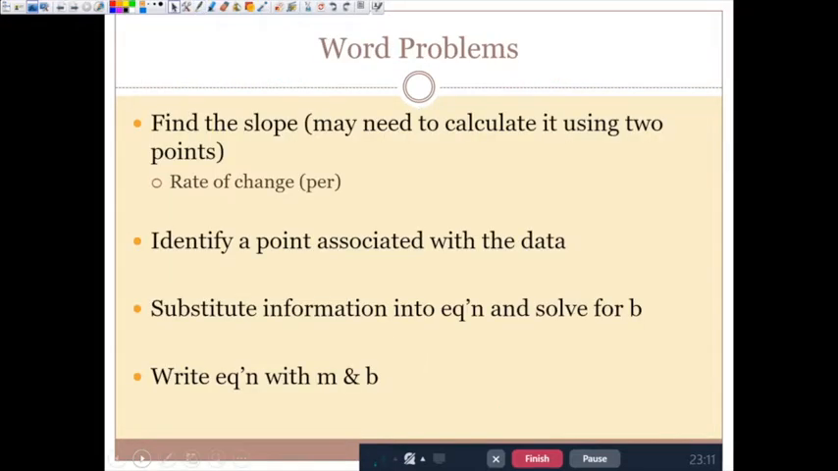Alright, when we have a word problem, we need to find the slope. You may need to calculate it using 2 points, so y2 minus y1 over x2 minus x1. Also in the wording, if it has the word per something, it's usually the rate of change. Then we need to identify a point associated with the data, substitute the information, solve for b, and rewrite the equation as mx plus b. So really the only difference here is it's going to be a word problem.